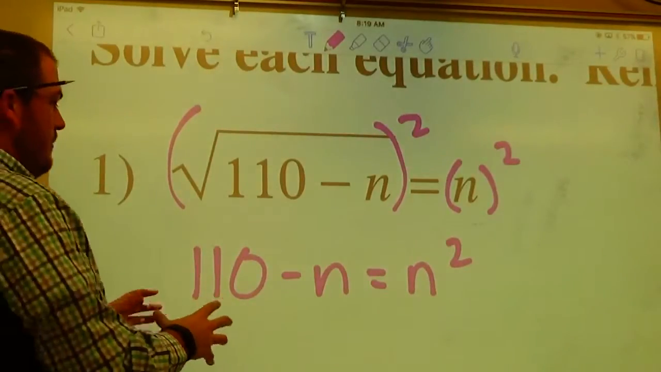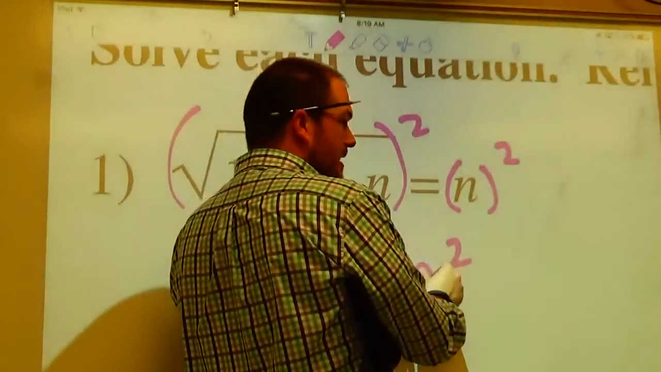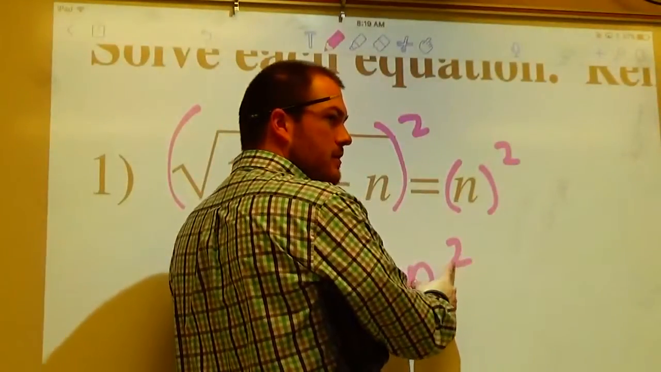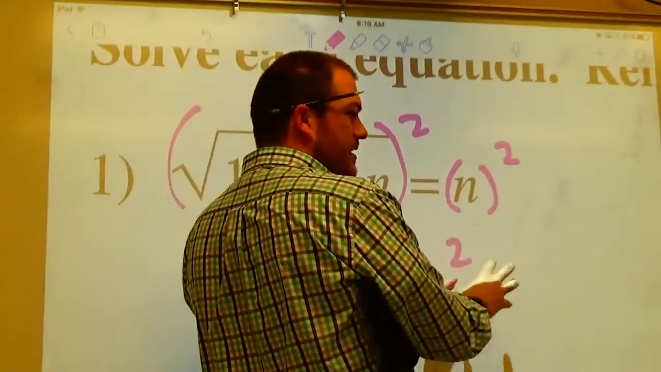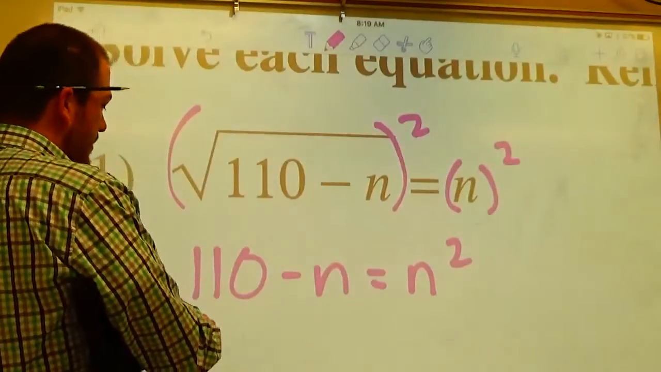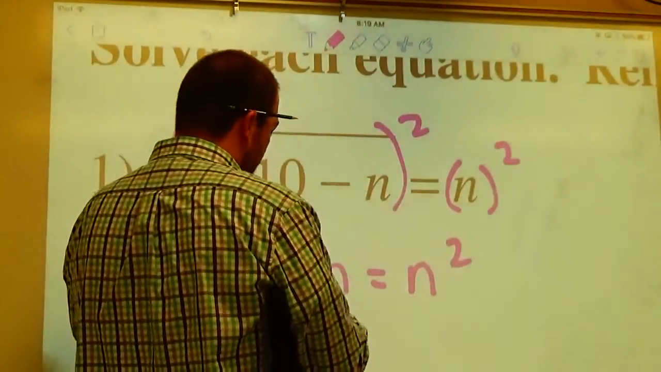We subtract. Whatever side the variable squared term is on, that's the side I want to move everything to. So I'm going to subtract 110. I'm going to add n.